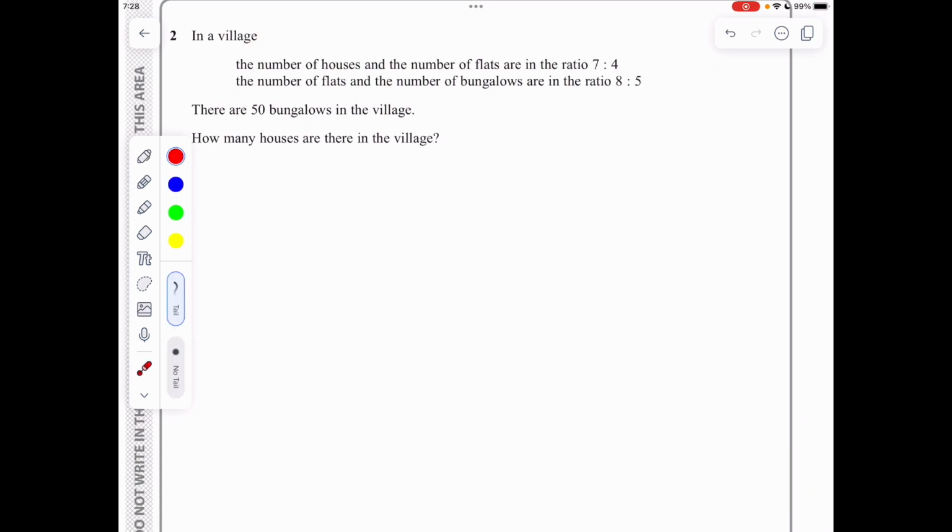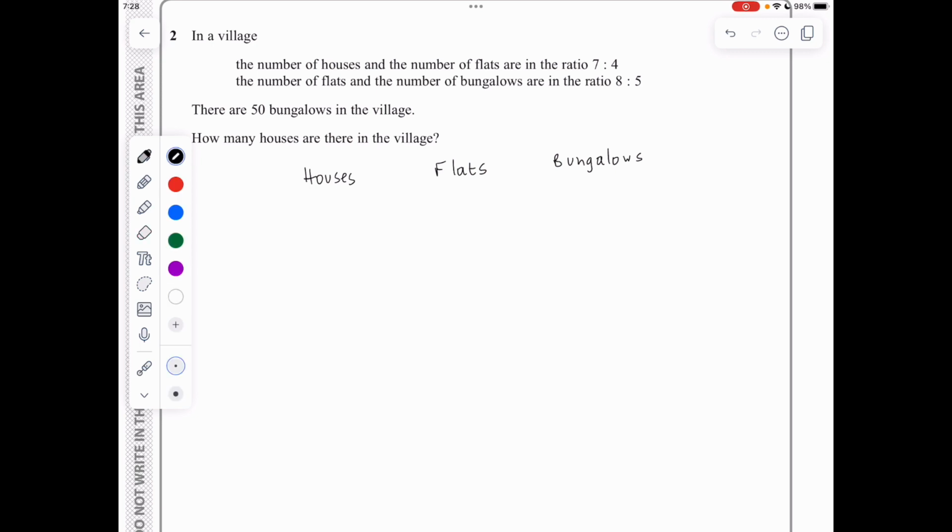In 2, we are told that the ratio of houses to flats is 7 to 4. The ratio of flats to bungalows is 8 to 5. We've got 50 bungalows in the village, and we need to work out how many houses there are in the village. So I will start by writing out 3 headings. We've got houses, flats, and bungalows.